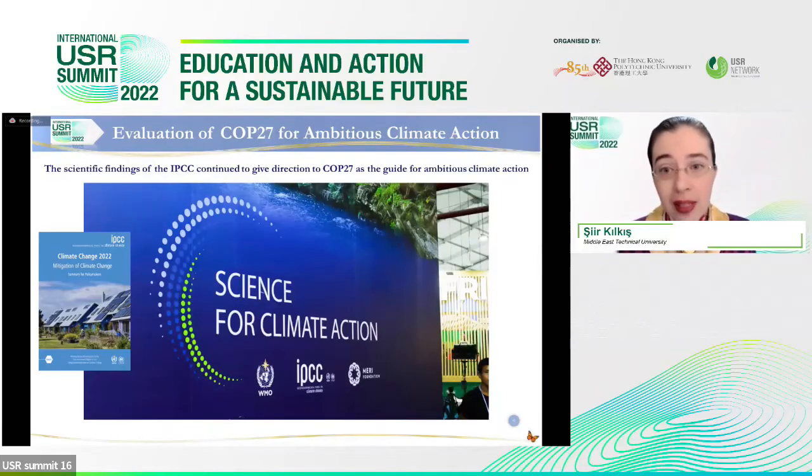In the weeks of this month at COP27, at the Science for Climate Action Pavilion, we have been emphasizing the findings of the IPCC report, and also using this as a guide, to use science as a guide to increase the ambition for climate action. Also based on the recent report of mitigation of climate change.